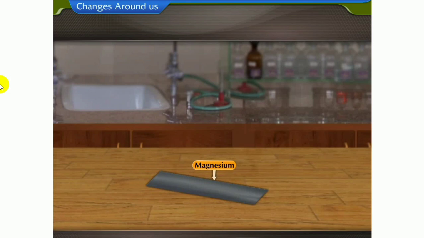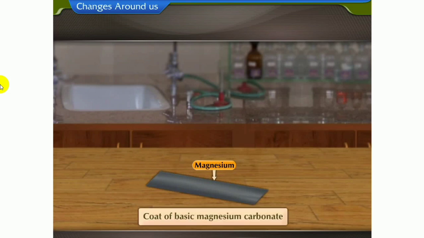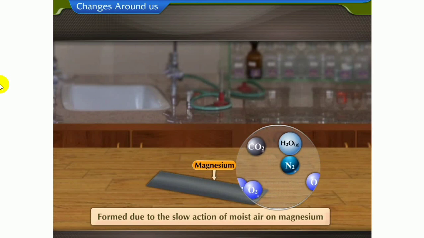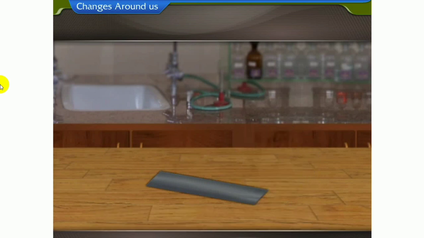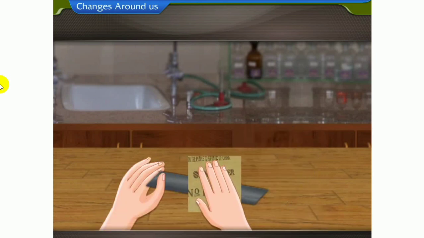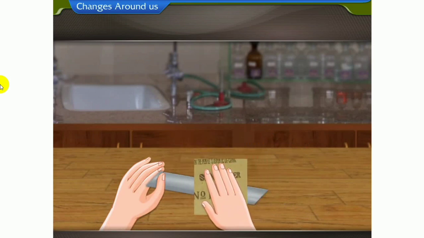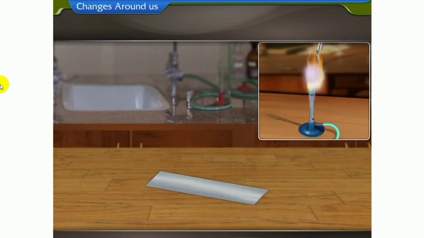The magnesium ribbon usually has a coating of basic magnesium carbonate on its surface. This is formed due to the slow action of moist air on magnesium. Before burning a magnesium ribbon in air, it is cleaned by rubbing it with sandpaper to remove this coat so that it can readily react with the oxygen in the air.